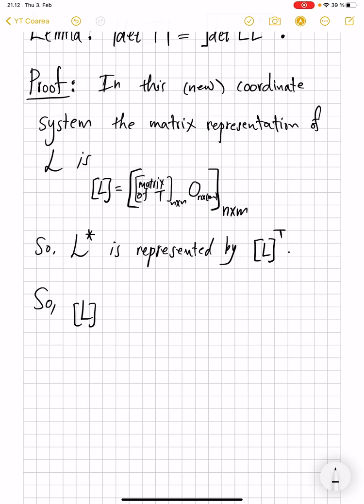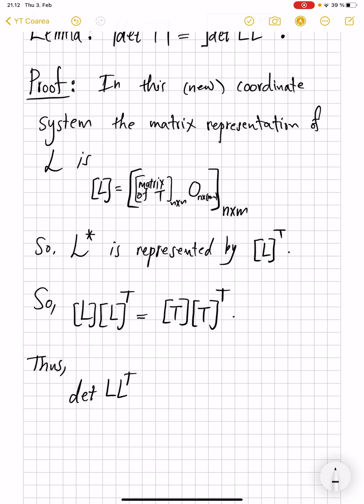Okay, and then L, its matrix times L transpose, this becomes an n by n matrix, and guess what? That will be the matrix representation of T times the matrix representation of T transpose. And both of them are n by n matrices. When you take determinant of L L transpose, that will be determinant of T times T transpose, unfortunate notation here. But because T is a square matrix, this is determinant of T to power 2. And that's the end of the story. When you take root, the lemma follows.